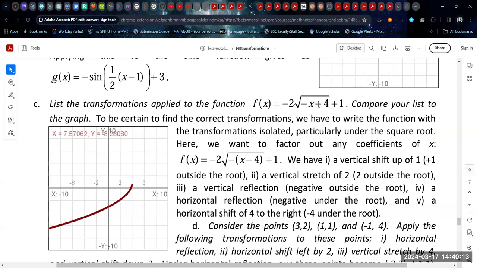So this +4 might lead you to think, oh, it's x plus 4, therefore the shift is in the negative direction. But no, it's actually in the positive direction because we have to factor out that negative sign, because the negative has to be applied before the horizontal transformation can be applied.